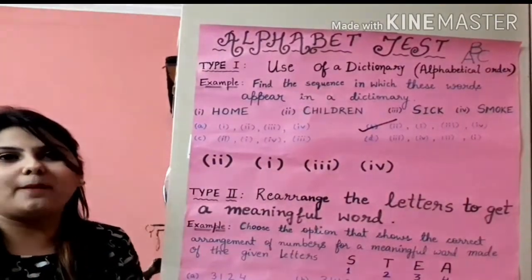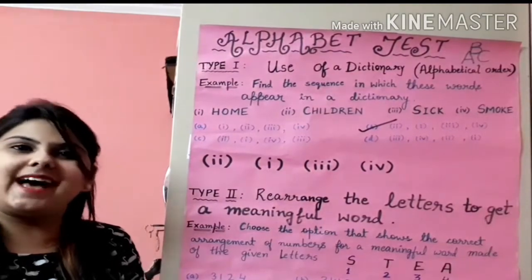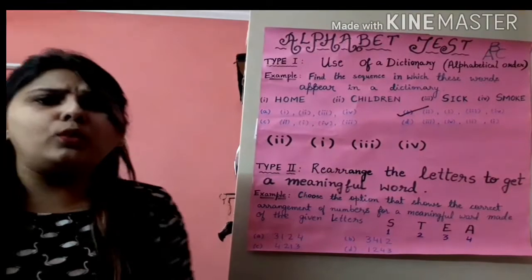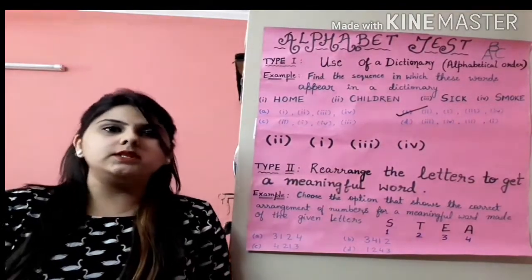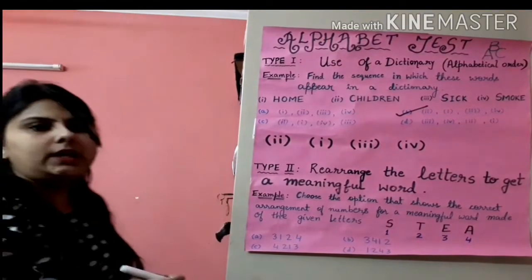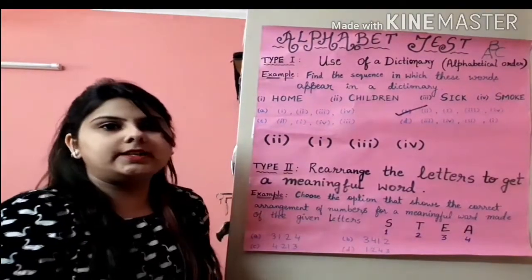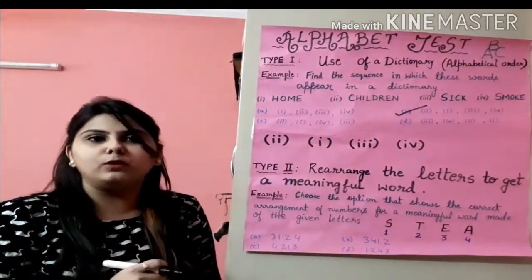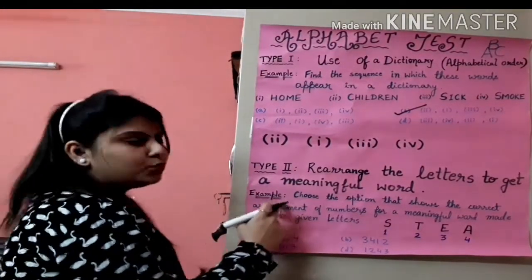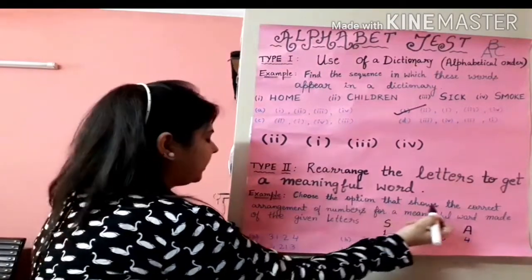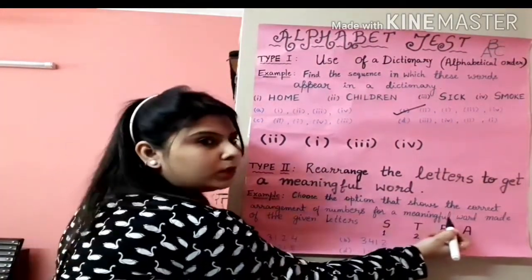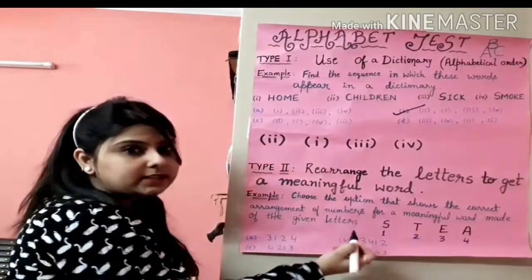So here I'll stop because I have found my correct answer. I hope this type is clear to you. Now moving on to type 2 of the same alphabet test. Here we need to rearrange the letters to form a meaningful word. So let us see what we have in store. Choose the option that shows the correct arrangement of numbers for a meaningful word made of the given letters.